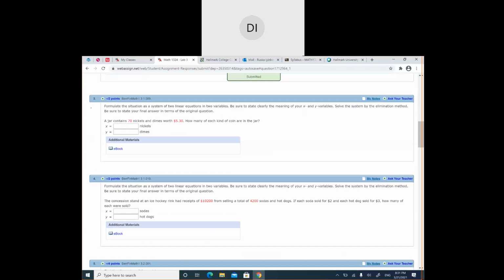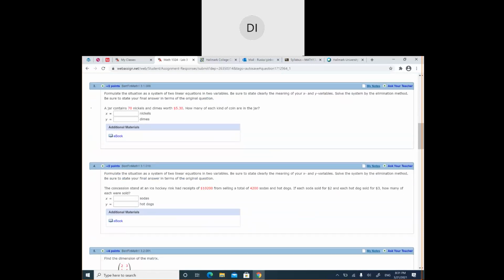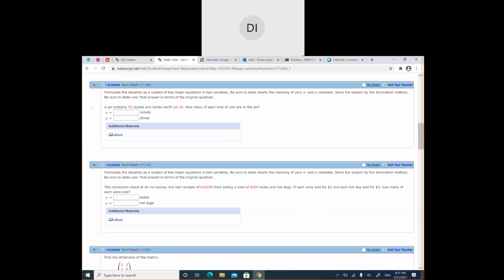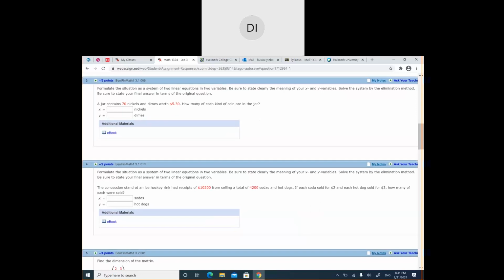Now the next, number 3 and number 4, are the same way. You're going to set up a system of equations and you're going to solve it. So I'm going to help you here just to set up the system, and then you can solve it the same way. I'm not going to solve them, I'm just going to set up the system for you. So number 3, we have to formulate a system of equations, set up the system, and solve it.